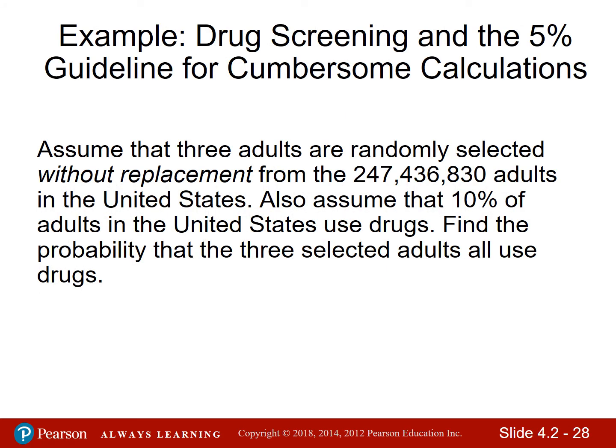For instance, assume that 3 adults are randomly selected without replacement from the 247,436,830 adults in the United States. Also assume that 10% of adults in the United States use drugs. Find the probability that the 3 selected adults all use drugs. Remember, assume that 10% of the adults in the United States use drugs.